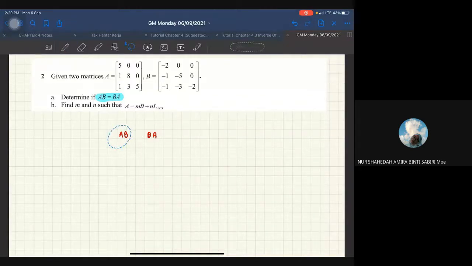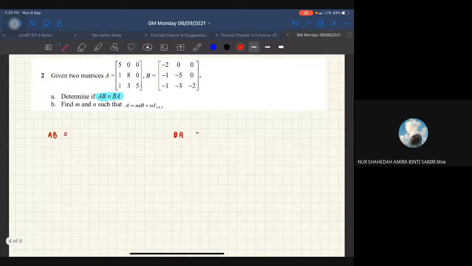So apa yang awak boleh buat, macam kawan awak cakap tadi, kita akan cari satu-satu. Okay, so find what is AB and then find what is BA and then compare. Kalau dia sama, then barulah kita boleh tulis AB is equal to BA. Okay, so untuk AB, apa jawapan awak dapat?